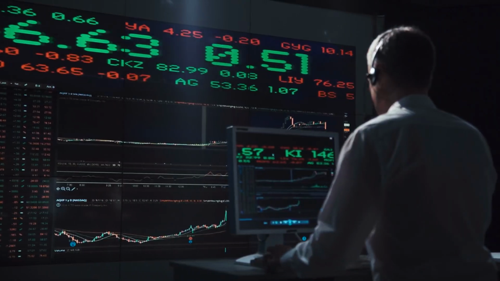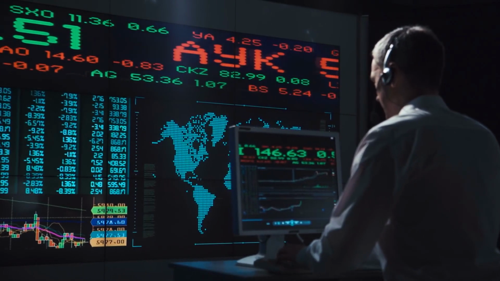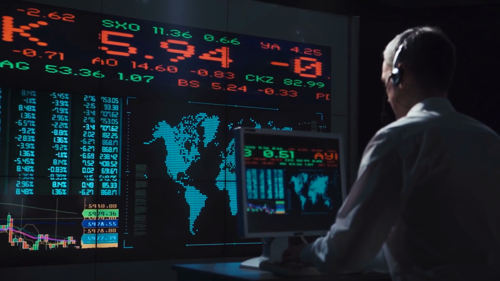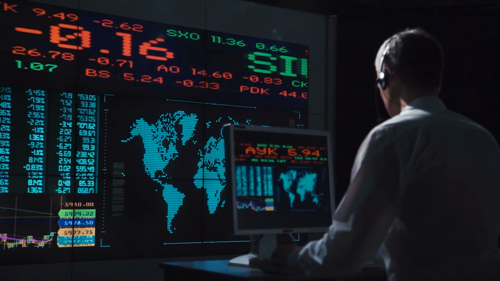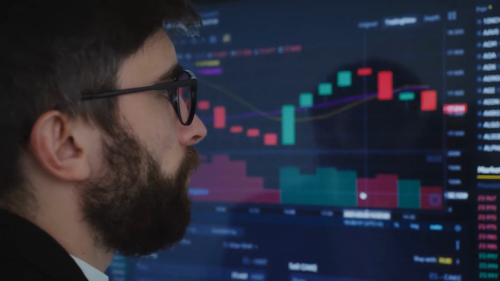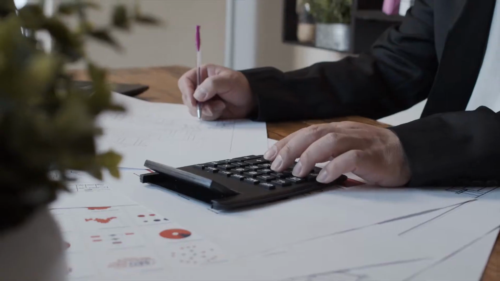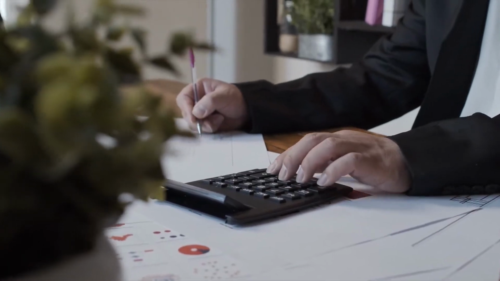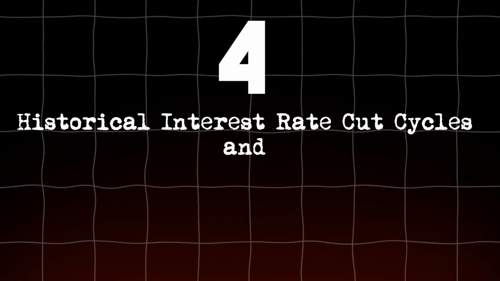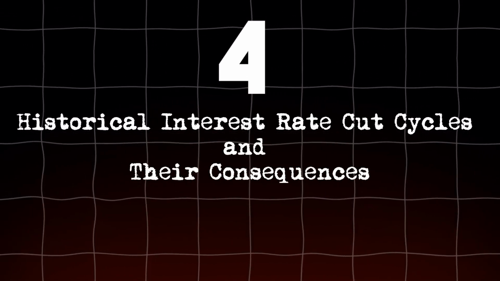For investors, monitoring the yield curve is crucial because it can provide insights into how the economy will develop in the coming months and years. If the yield curve inverts, it could signal an upcoming period of economic weakness, and it would be wise to adjust portfolios accordingly. 4. Historical interest rate cut cycles and their consequences.